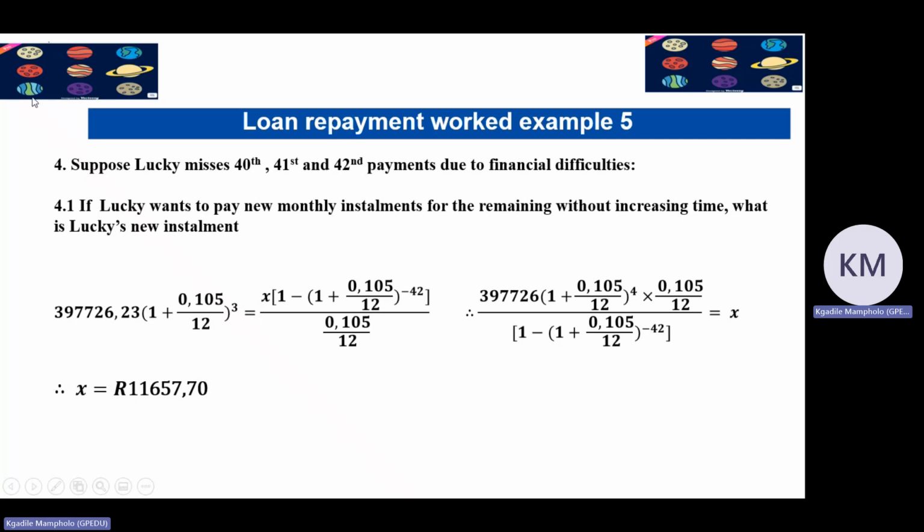But first, if we didn't calculate the outstanding balance after 39 months, the first step will be to calculate the outstanding balance after 39 months. Because Lucky paid well for the first 39 months, the 39 months must be excluded from the penalty. So we calculate the outstanding balance after that. Then they start charging the interest on the outstanding balance, which is 3 months in this case. But we still use the present value formula.